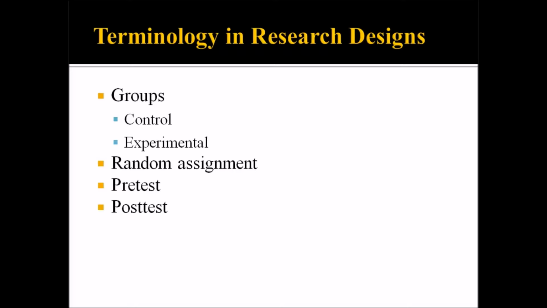So let's take a look at a research design that involves treating participants who have symptoms of depression. So the control group would not receive any treatment. The experimental group would receive the treatment. So say the treatment was cognitive behavioral therapy. The experimental group would be treated with CBT, and the control group would not be.